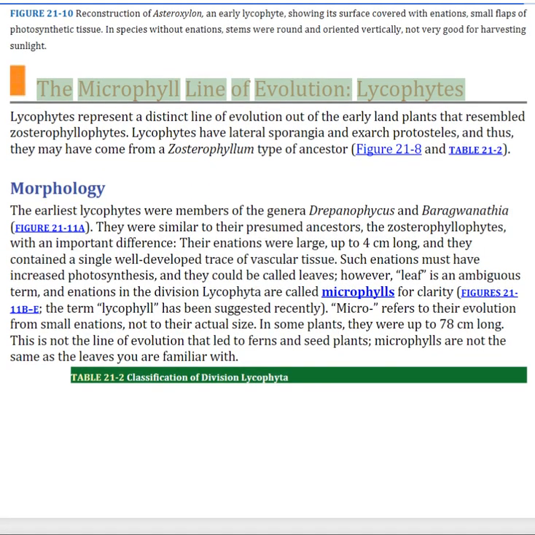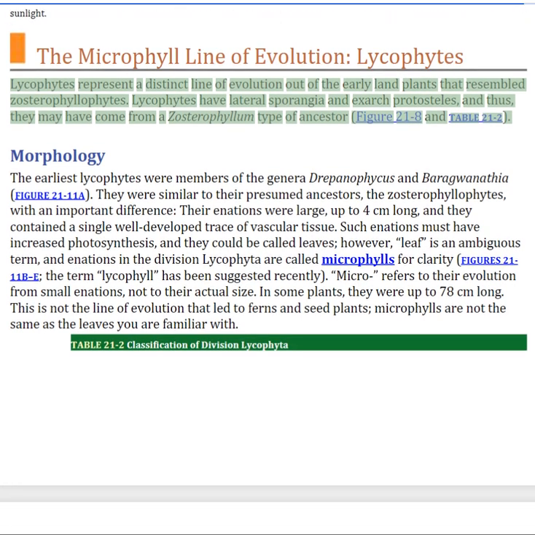The microphyll line of evolution: lycophytes. Lycophytes represent a distinct line of evolution out of the early land plants that resembled zosterophyllophytes. Lycophytes have lateral sporangia and exarch protosteles, and thus, they may have come from a Zosterophyllum type of ancestor.